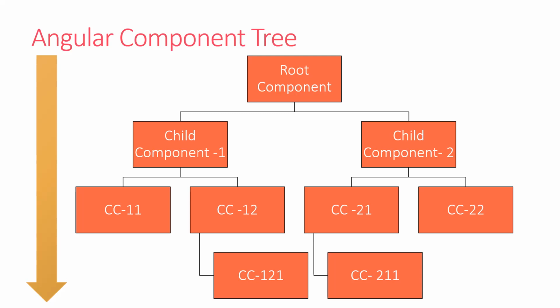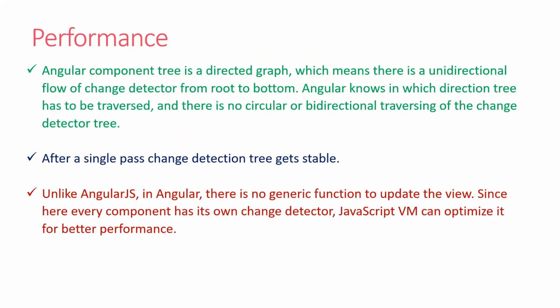All right. If there are siblings, we do not know which sibling's change detector will be executed first. What I mean by that is, whether child component 1 change detector would be called first or child component 2 change detector would be called first. We do not know that. However, we are very sure that root component change detector will be called before child component 1 change detector, and so on. So it always follows a top to bottom approach. Okay, so this is the approach it follows.